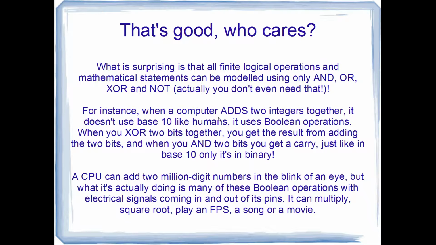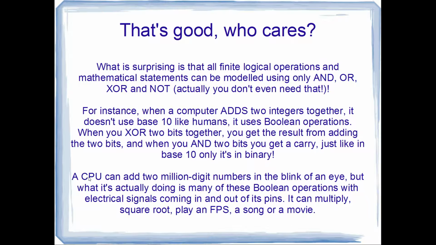For instance, when a computer adds two integers together, it doesn't use base 10. You probably know already that the computer uses binary. But I'd probably go a little bit further than that and say that the computer doesn't even know binary. Really, at the heart of the CPU, all it knows is these Boolean operations. When you XOR two bits together, what you get is the result from adding those two bits. And when you AND two bits together, you get yourself a carry in binary. Sweet. So a CPU can add 2 million digit numbers in the blink of an eye.